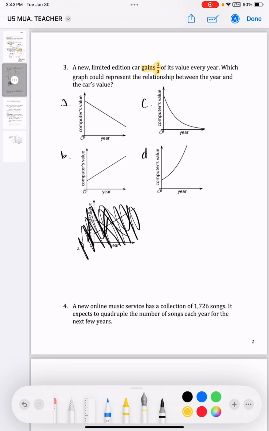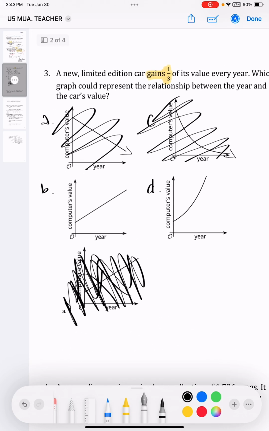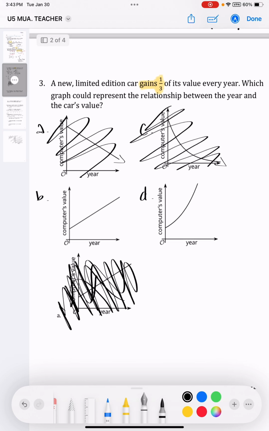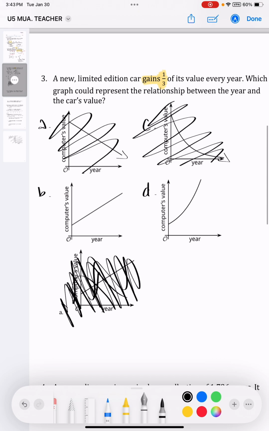So by looking at these 4 graphs, we know that both A and C are showing a decrease. The graph is going down. And if you add an arrow to both, you'll see that it is going down. So neither A or C would work. Now, both B and D are showing that there is growth taking place, but we're looking for exponential growth. So D would have to be the correct answer. B is showing what we would call linear growth.